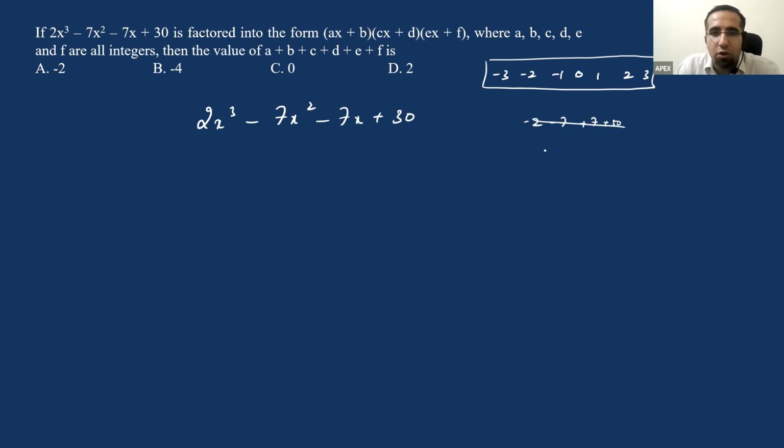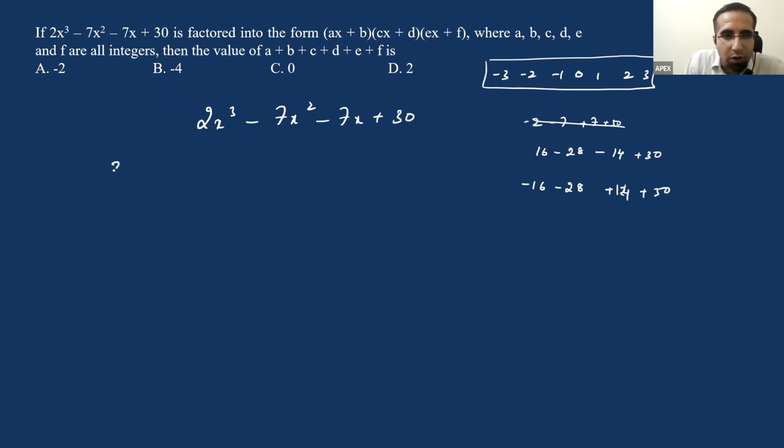If I replace 2, 2 into 2 cube is 16. Minus 7 fours are 28. Minus 7 twos are 14. And plus 30. So this is how much, guys? 46. No, it's not matching. If I replace minus 2, minus 2 will give me minus 16, minus 28. Clear? This will give me plus 14, plus 30. So yeah, this gives me 0.